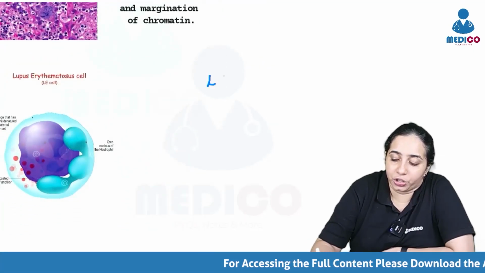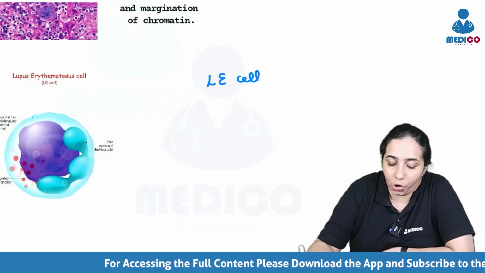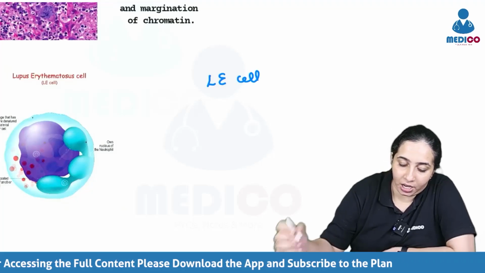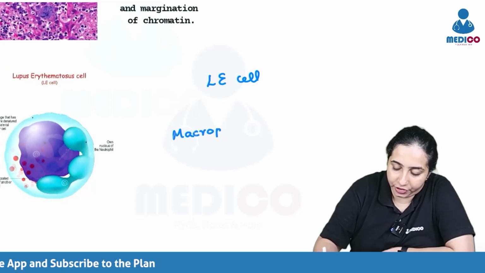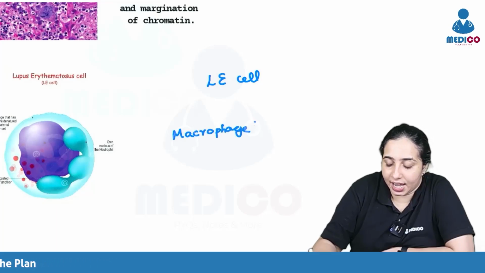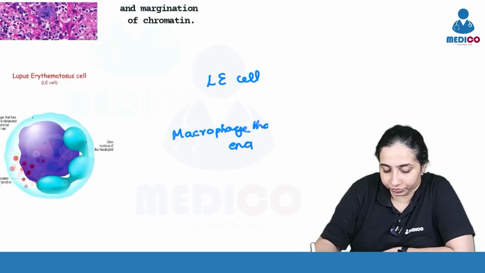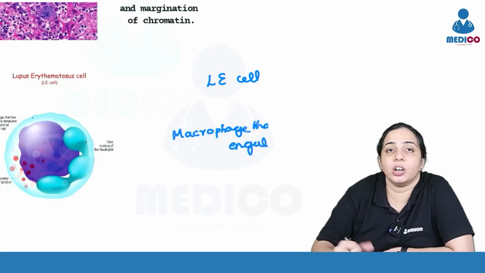Now we are moving on to LE cell. What is an LE cell? Now an LE cell is a macrophage that has engulfed nuclear material of another cell.